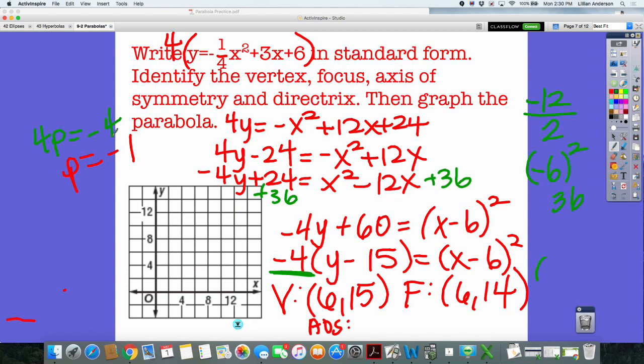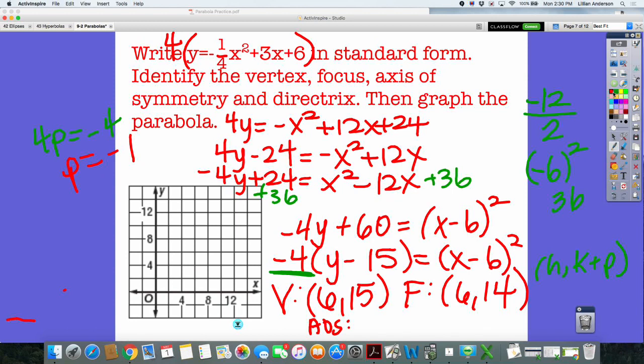And so then the formula is going to be (H, K plus P). Since P is a negative 1, it's going to be 15 minus 1, or 15 plus a negative 1. Axis of symmetry is going to be x equals 6. No, not x equals 6. Y equals 15.